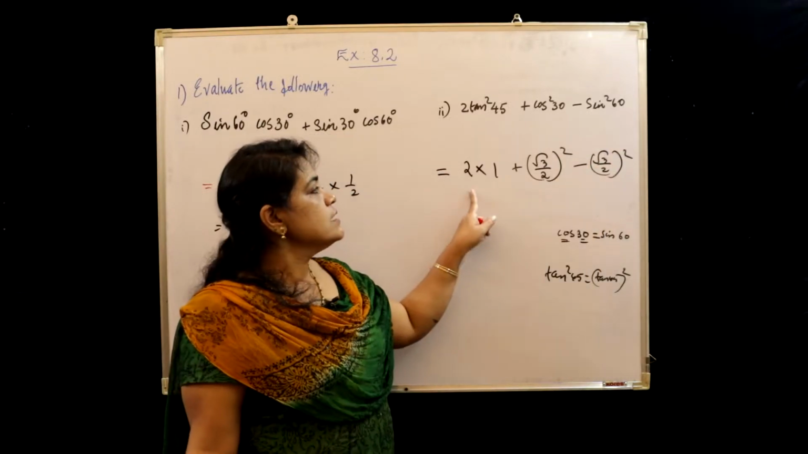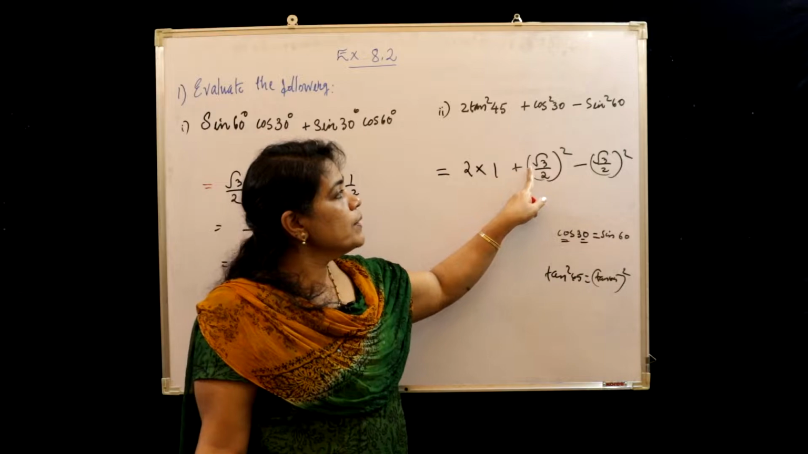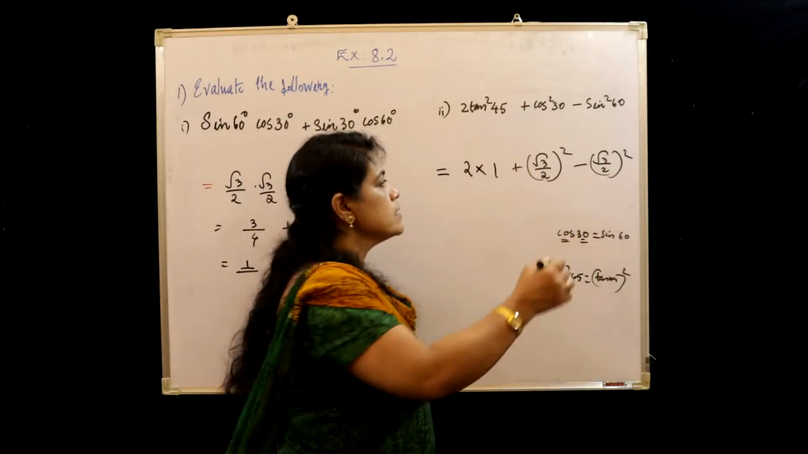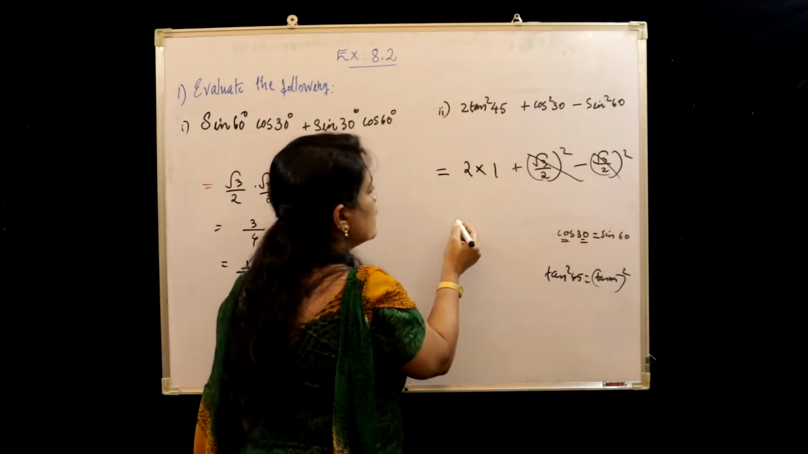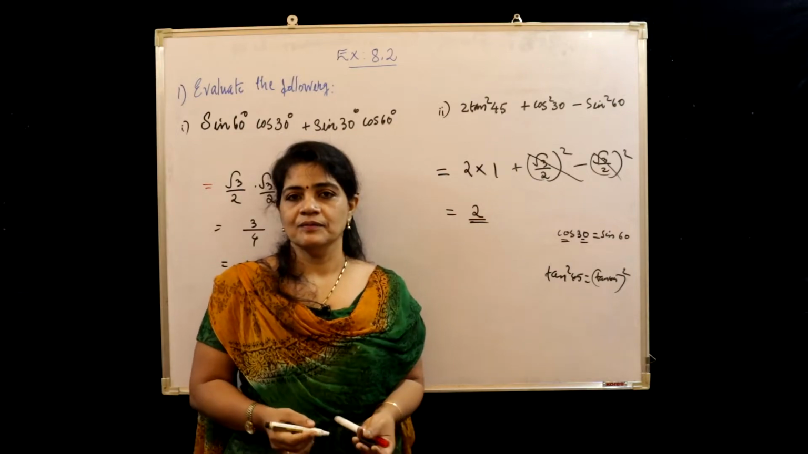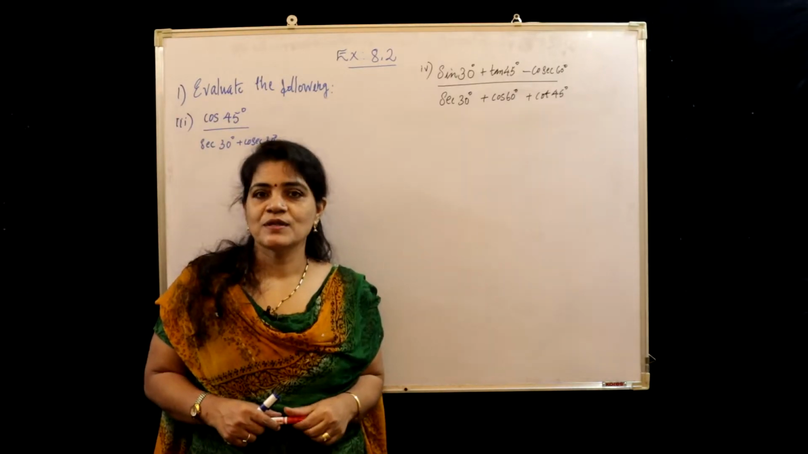Okay, for the next step, children, see here: plus (root 3 by 2) whole square minus (root 3 by 2) whole square, that gets cancelled. So the final answer is 2 ones are 2. Very simple. Now we are solving the third question.